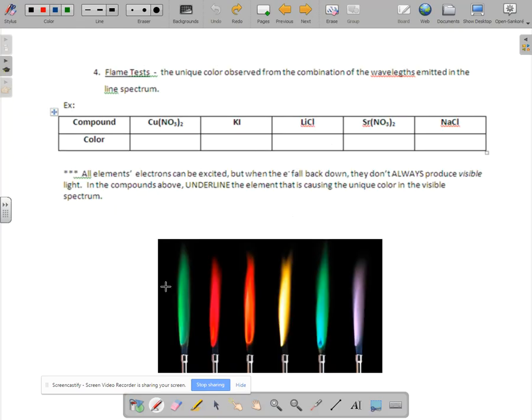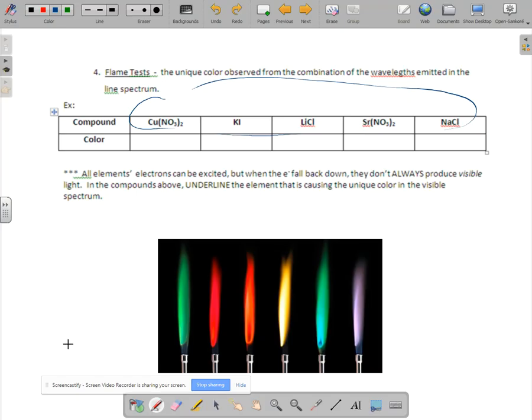All right, and then another way you guys could see that is we looked at the element tubes, but we also did flame tests, and you did this lab last year too. So that's just when you see the line spectra, all those wavelengths blend together to produce one distinct color. So here's the fun part. These are some distinct colors that are produced by these distinct compounds, and you can try to match them.